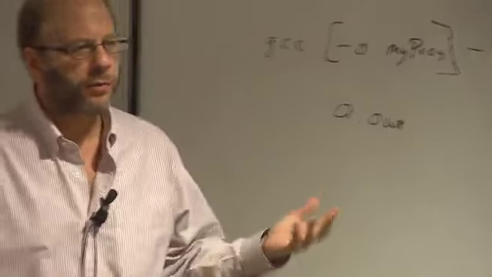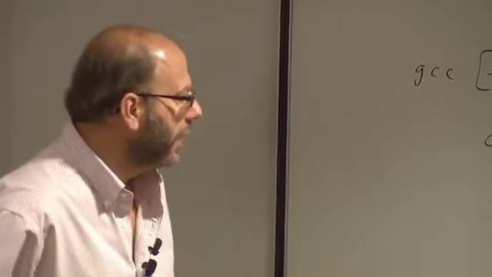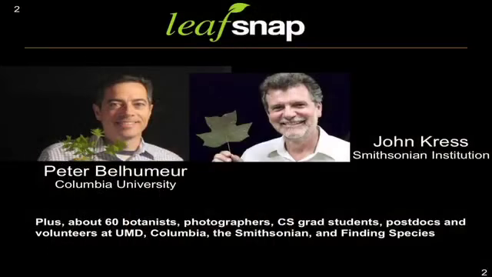And in addition to the three of us, most of the work has really been done by a large number of grad students at the University of Maryland and Columbia, and a lot of botanists at the Smithsonian Institution, by photographers and botanists at this nonprofit company called Finding Species. They've taken all of the really attractive photos that I'm going to show you, and a lot of volunteers helped collect all of this data and helped to build various components of this system.